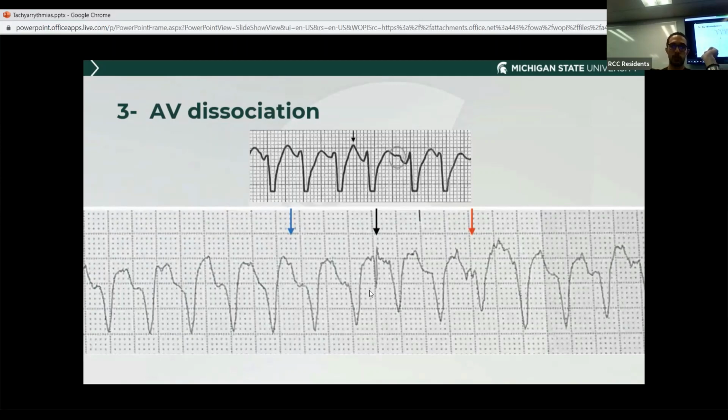And the black arrow here, if anyone can recognize this, any of the residents here. So this is a capture beat. So you have a regular wide complex tachycardia, and then you find a single narrow complex QRS that looks similar to the patient's baseline. So these are always coming from the ventricles, but this one found its way and sneaked from within these complexes from the SA node. So this tells you that this is ventricular tachycardia.